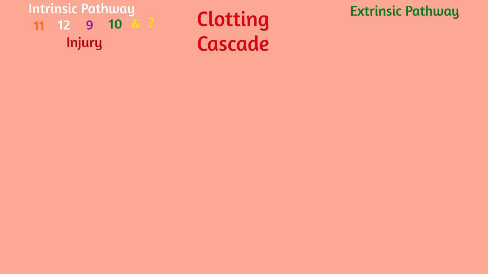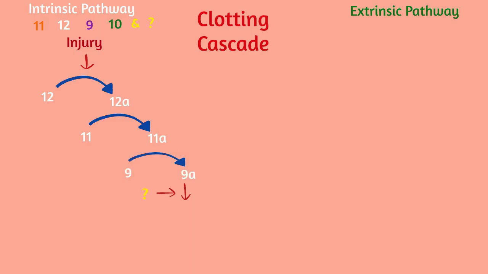After a tissue injury occurs, factor 12 is converted to factor 12A. You'll see that conversion of each factor within the cascade serves as a catalyst to convert the next factor below it. The endpoint of the intrinsic pathway is where factor 10 is converted to factor 10A. This is where the intrinsic pathway merges with the extrinsic pathway.